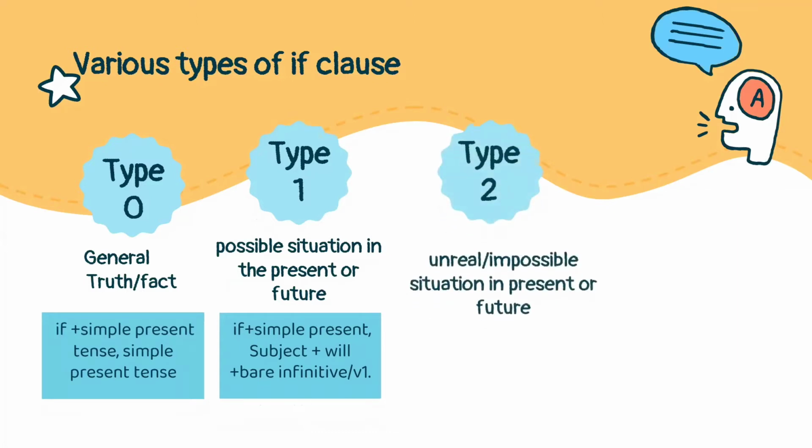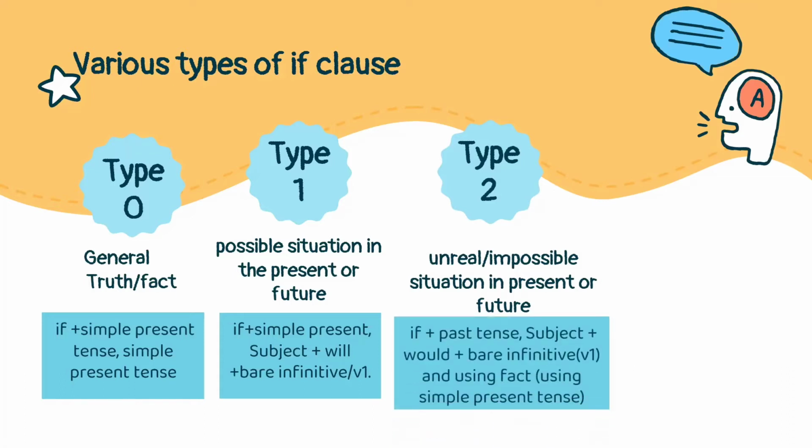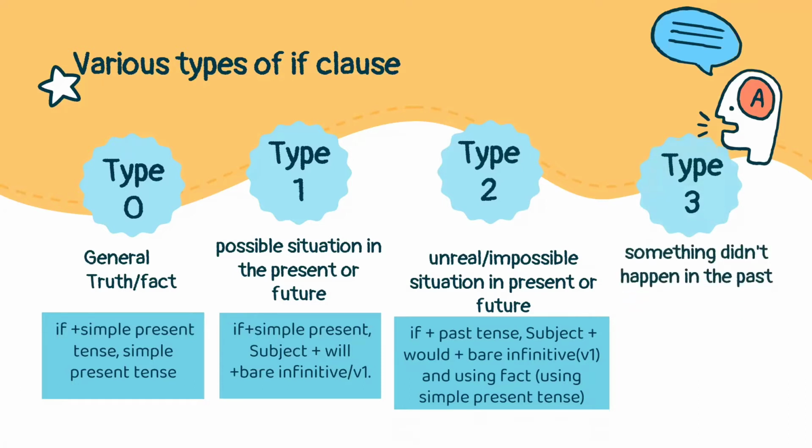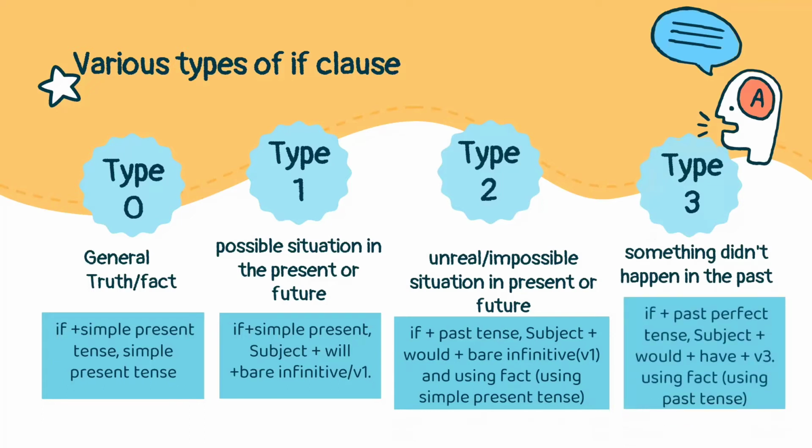Type 2, unreal or impossible situation in present or future. With pattern, if plus past tense, subject plus would plus bare infinitive verb 1, and using fact. Fact is using simple present tense. Type 3, something that didn't happen in the past. With pattern, if plus past perfect tense, subject plus would plus have plus verb 3, and using fact. The fact using past tense.